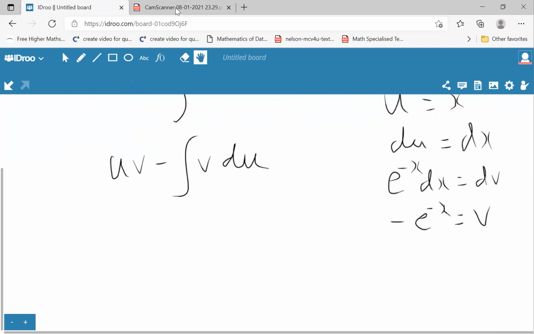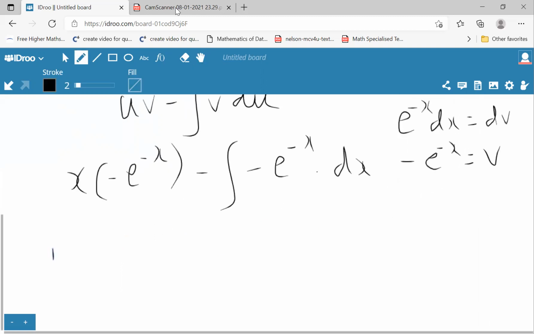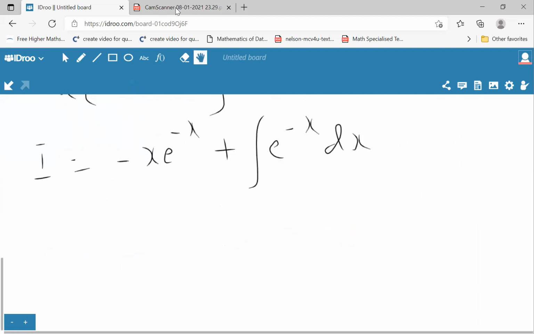Now substitute the values, you get x into minus e to the power of minus x, which is uv, minus integration of minus e to the power of minus x into dx. So therefore I is equal to minus x e to the power of minus x. Minus of minus will become a plus, integration of e to the power of minus x dx. Now on integration, you get this to be minus x e to the power of minus x minus e to the power of minus x plus c.